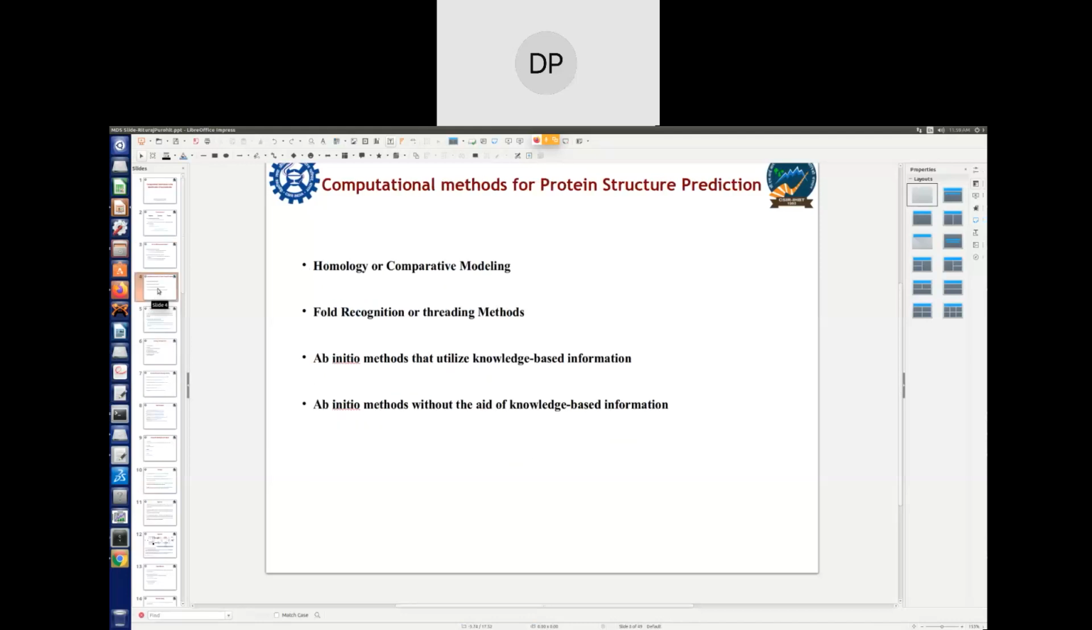Okay, so we have computational methods for protein structure prediction. First is homology and comparative modeling. In that, fold recognition, threading approach, evaluation methods that utilize knowledge-based information, and evaluation methods without knowledge-based information. In homology modeling, the backend of the modeling is the structure database. You should have the structure database so that you can always refer your query sequence. You can compare your query sequence with the structure database, and if similarity is there, you can get a particular structure as a template.